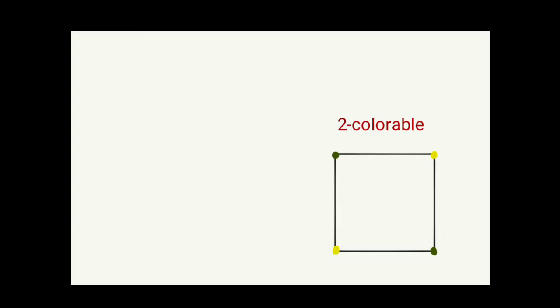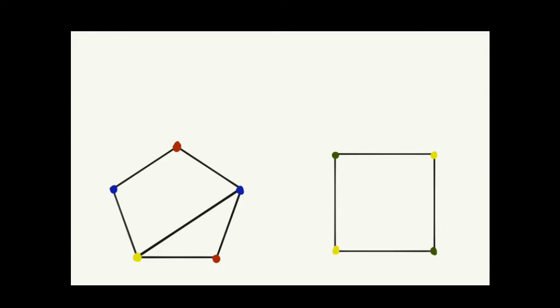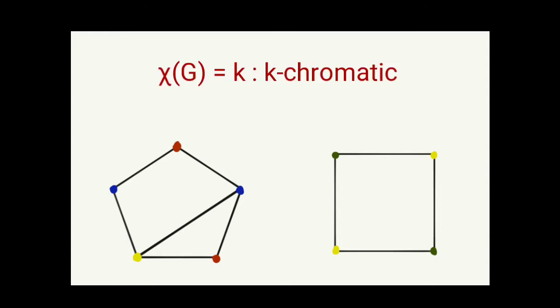The beauty of graph coloring comes with a property called the chromatic number, represented by chi of graph G, which is the minimum number of colors for which a graph is properly colorable. If the chromatic number is a certain number k, then the graph is said to be k-chromatic. Going back to our graphs, the graph to the left is 3-chromatic, and the one to the right is 2-chromatic.